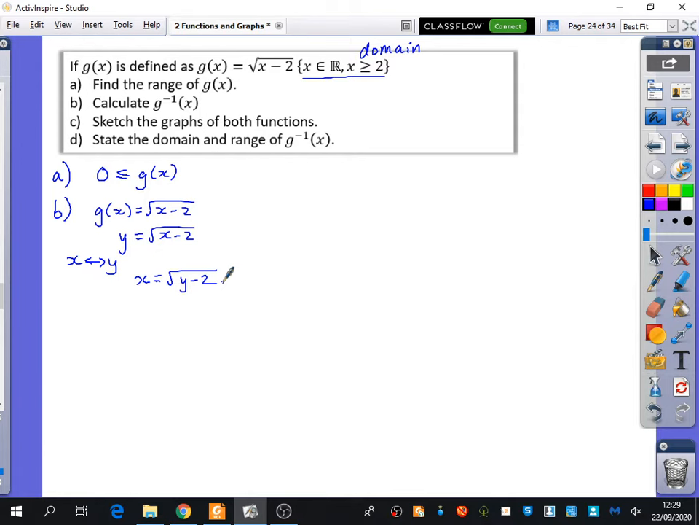And what should we do to both sides of the equation? Square it. So we get x squared equals y minus 2. So we get x squared plus 2 is equal to y. In other words, the inverse function is x squared plus 2. And it wants us to sketch the graphs of both functions.